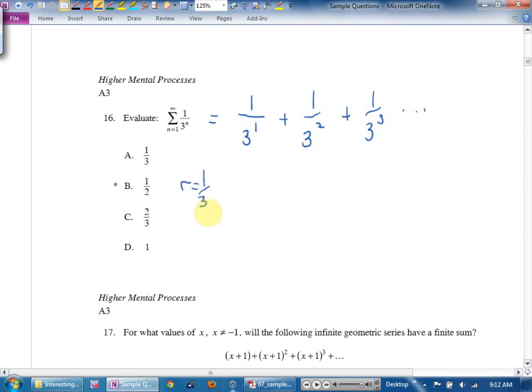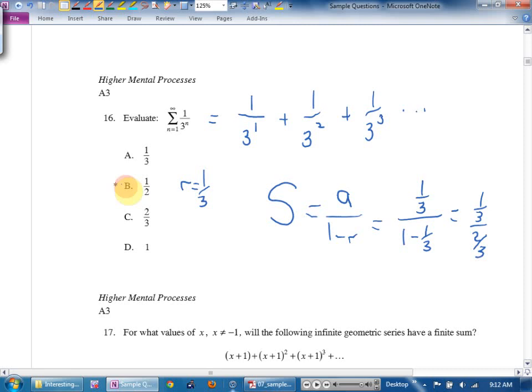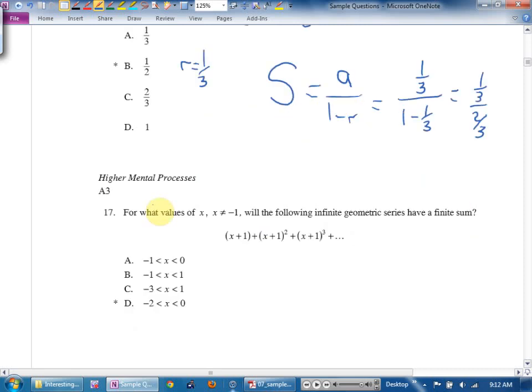Is 1/3 a fraction between -1 and +1? Then it will converge. The infinite sum is equal to this. The first term is 1/3. R is also 1/3. I think you'll get 1/3 over 2/3. How do I divide by a fraction? Flip it and multiply. There's where the 1/2 comes from.